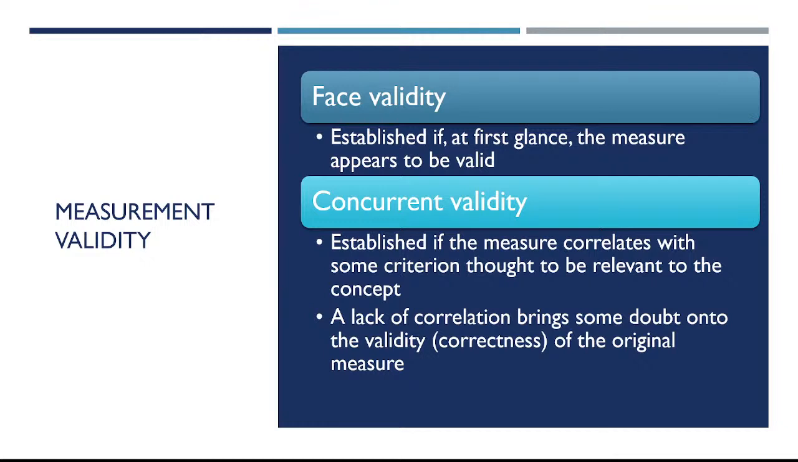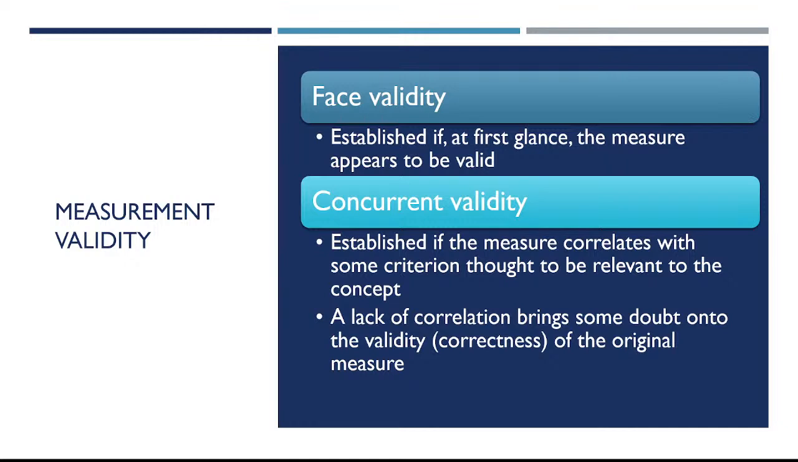So, concurrent validity. A little bit more abstract. It's established if the measure correlates with some criterion thought to be relevant to the concept. When you don't see correlation, then you would wonder if you've got concurrent validity of the original measure. So what might this look like? Let me think. It's just a quick thought experiment here.